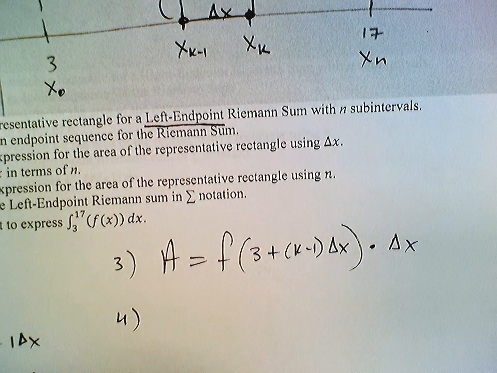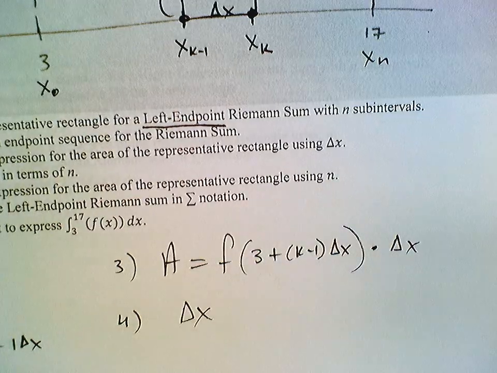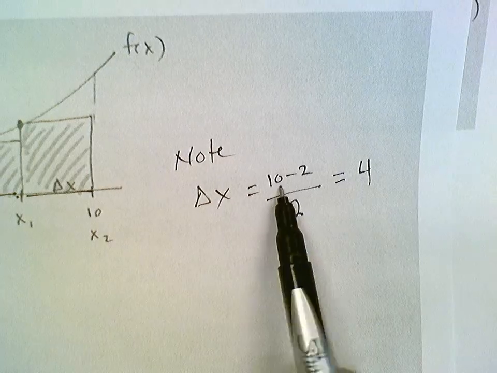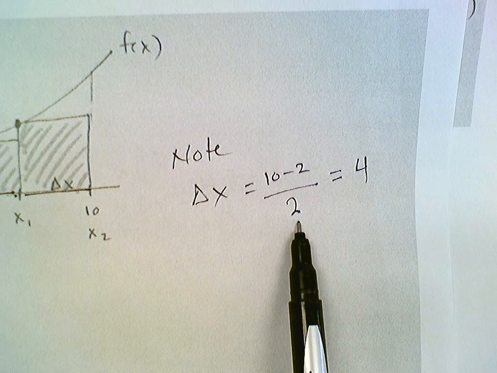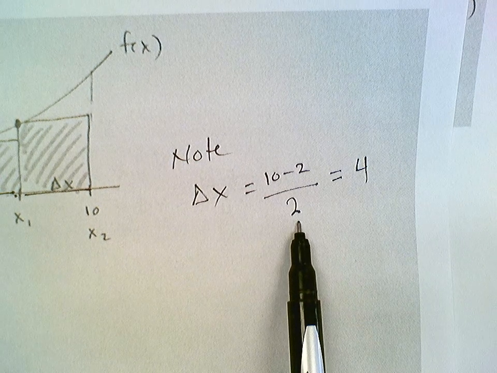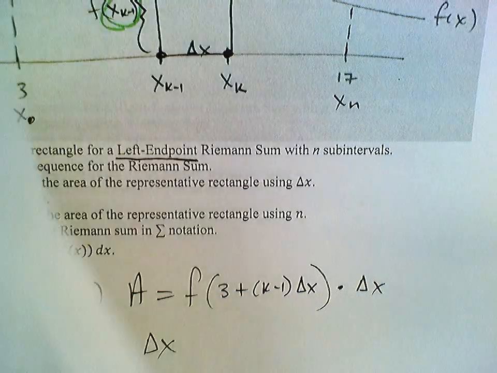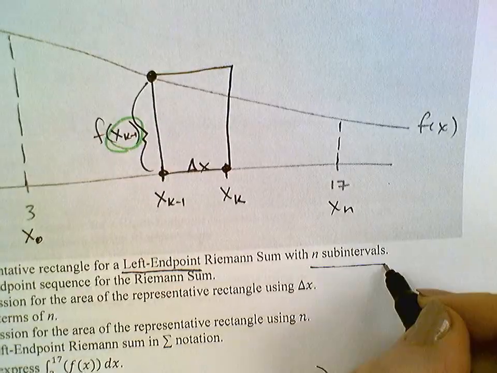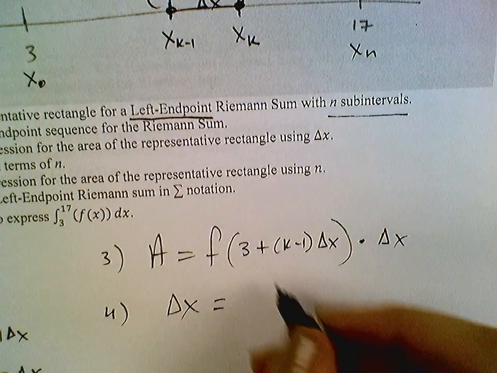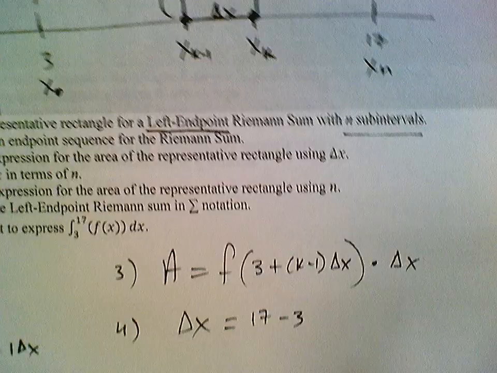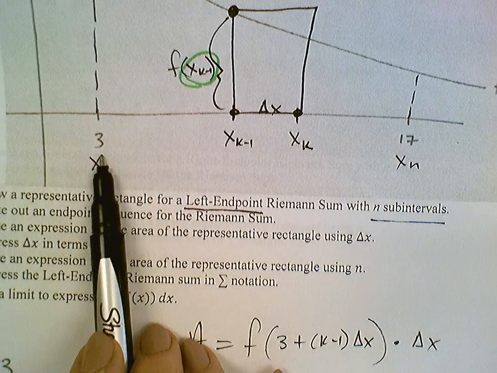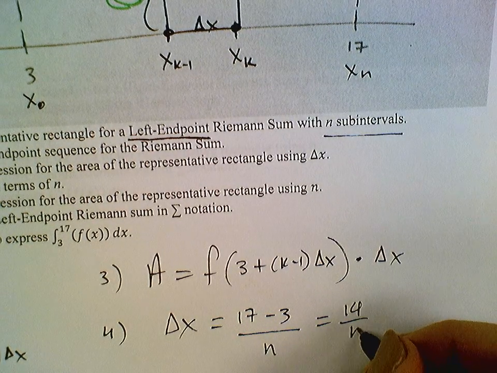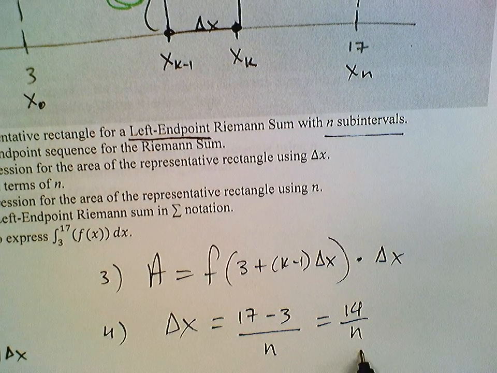Step 4. Express delta x in terms of n. Delta x, guys, this is why for these previous two I said note. Delta x is the length of the interval divided by how many subintervals. Here they said n subintervals. So it's the length of the interval, which you always get by doing the last number minus the first number. So 14. So really, delta x is 14 over n.